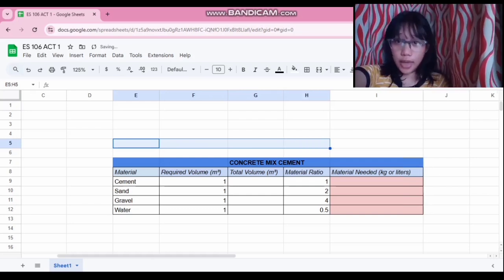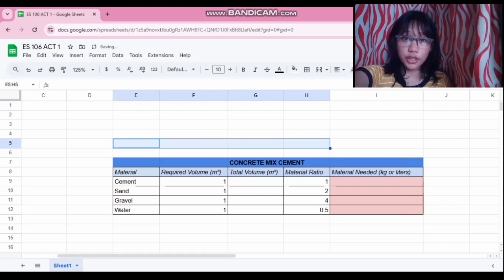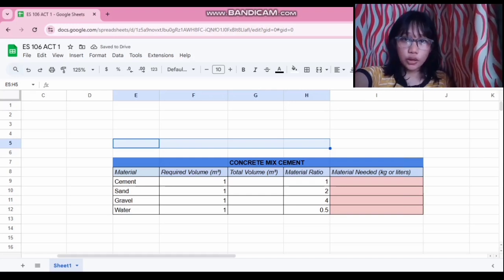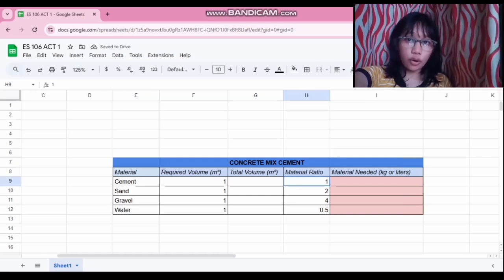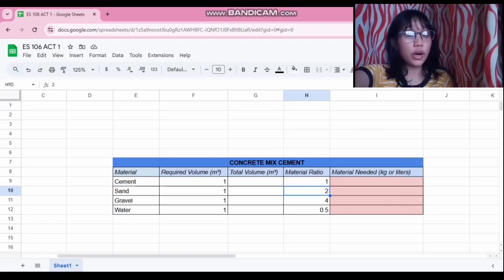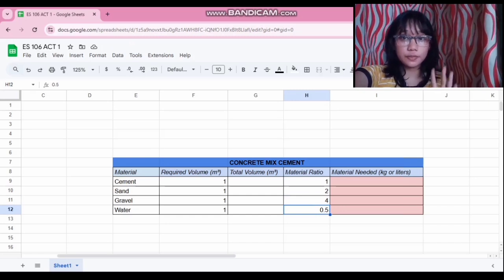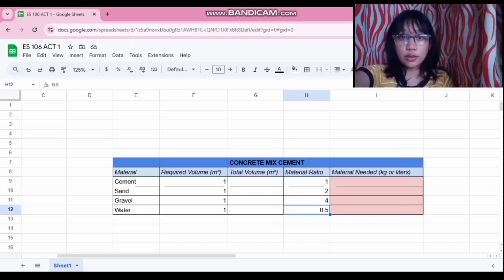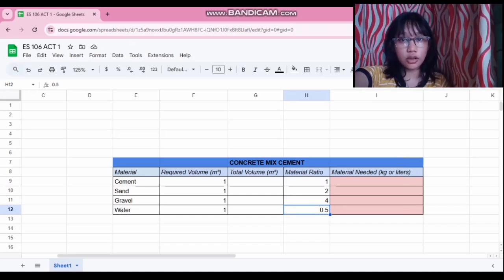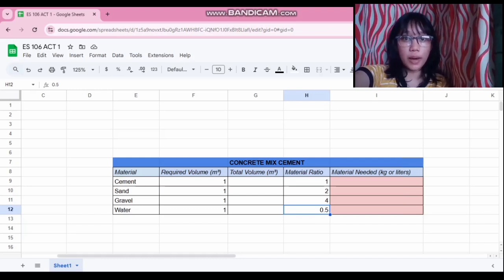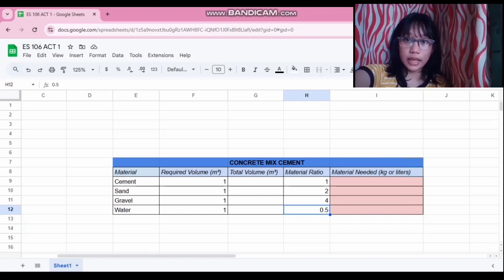Moving on to column H, we have the material ratio for this project. We utilize a 1:2:4 ratio, signifying 1 part cement, 2 parts sand, and 4 parts gravel. This specific ratio is commonly used in general construction and provides a good balance of strength and workability.